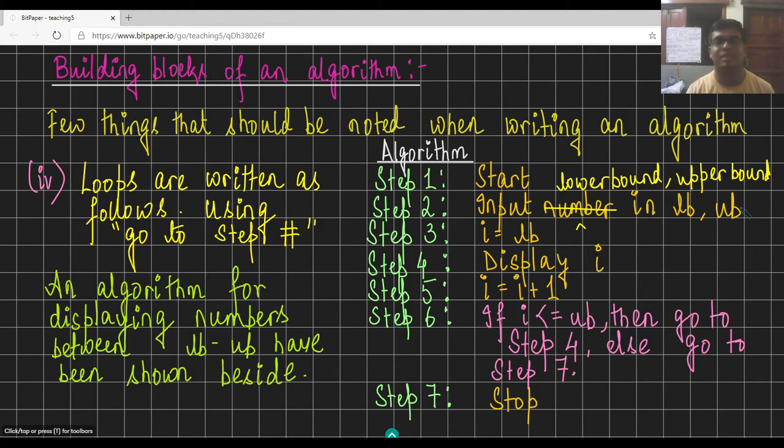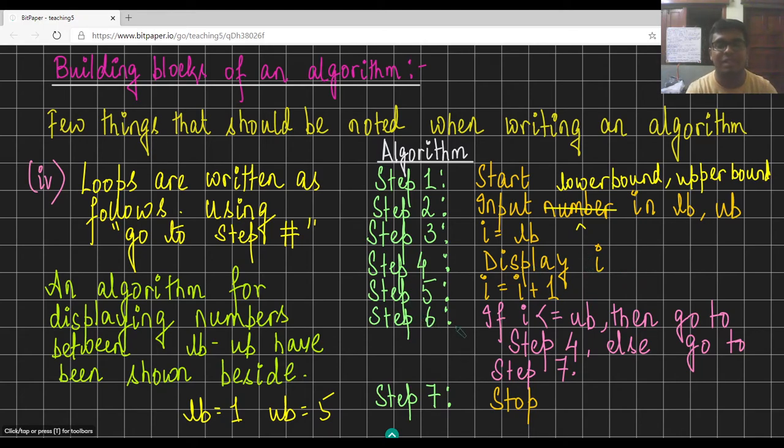Now, in the third step, we take I and we store. I is a variable. Variables are not restricted to programming languages. Variables are used in maths widely. We take a variable I and we assign it the lower bound. Then in step 4, we display the value of I. So let's say the user has given LB to be 1 and UB to be 5. So I would have the value of 1 and we are displaying the value of 1 in the next step, right? The steps are executed sequentially, mind you.